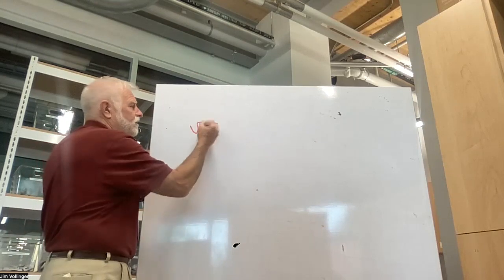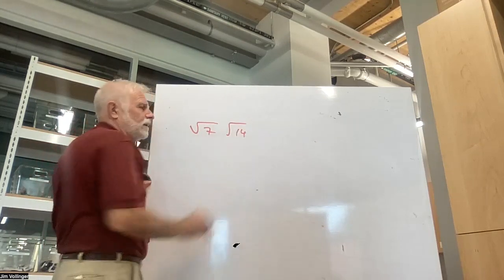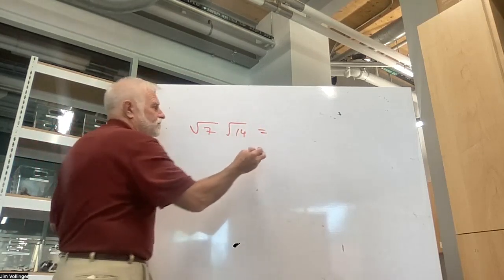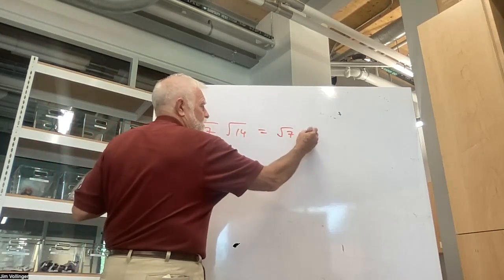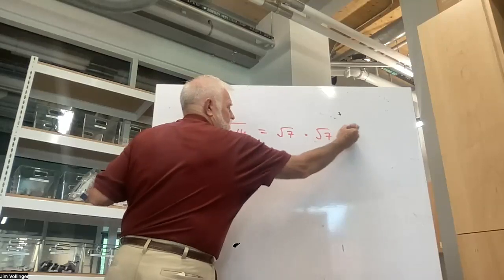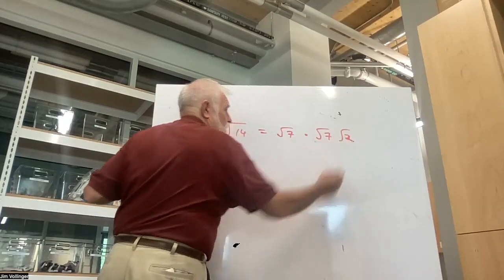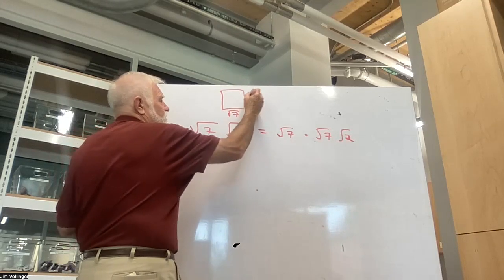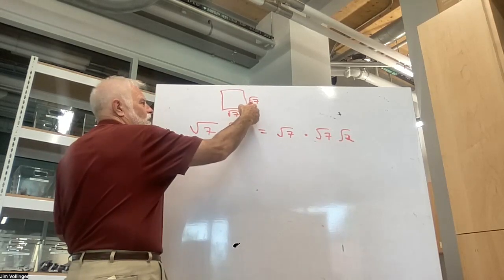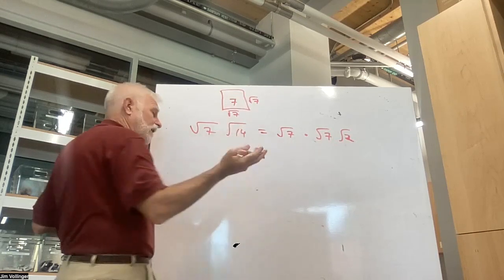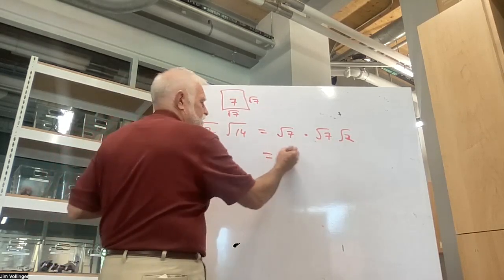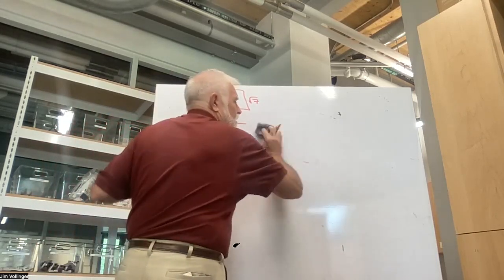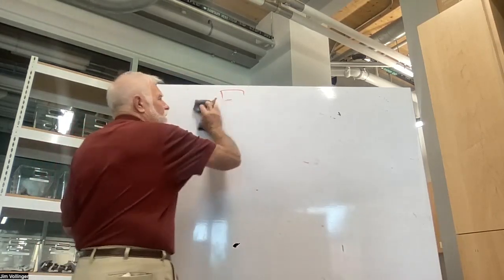We'll be doing problems like the square root of 7 times the square root of 14. That'll be on the next worksheet. So that's the square root of 7 times the square root of 7 times the square root of 2. And again, I'm hoping that this means more to you as the term goes on. Square root of 7 times the square root of 7 by definition is 7. All right, so this is 7 root 2.